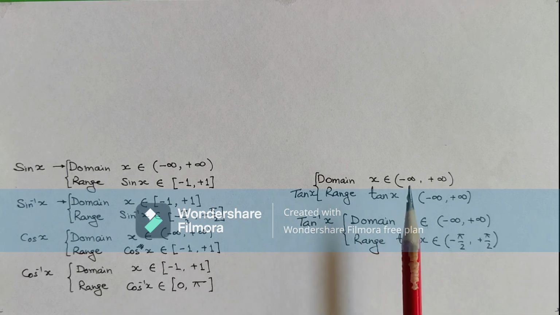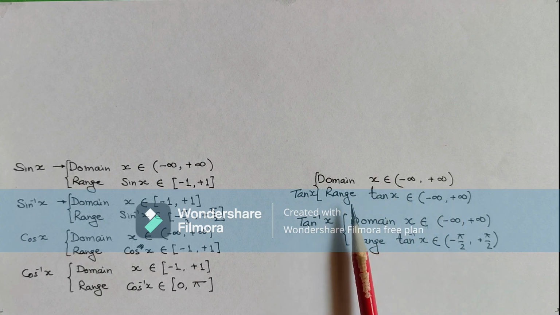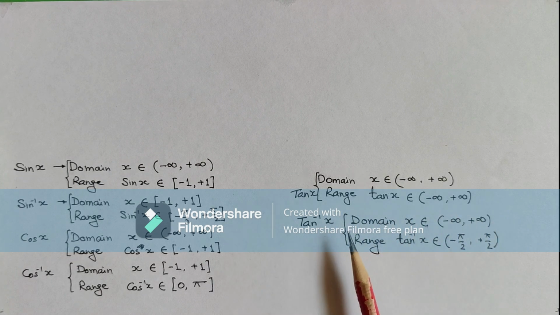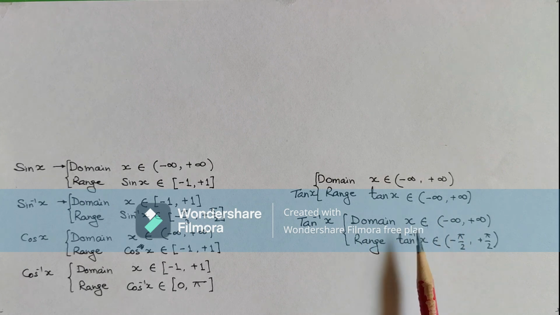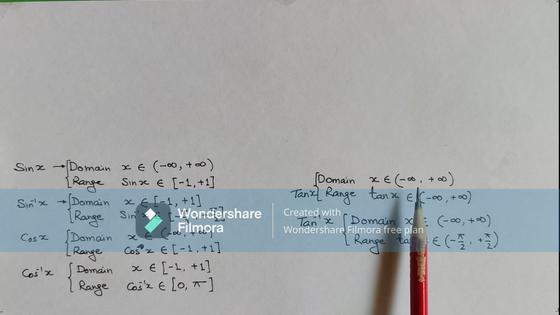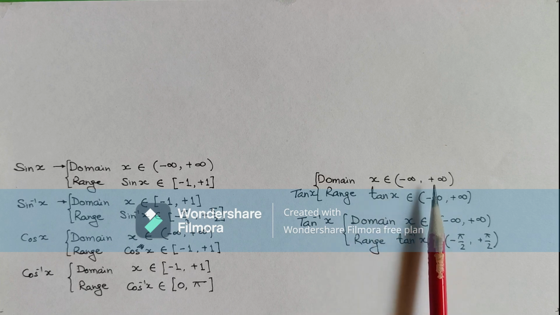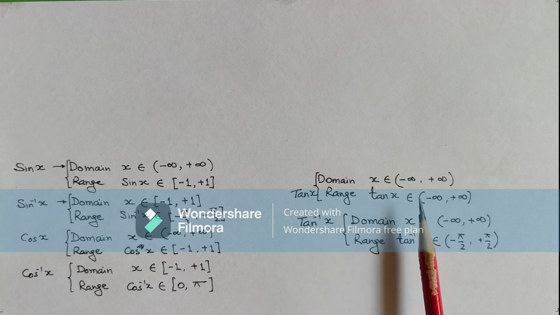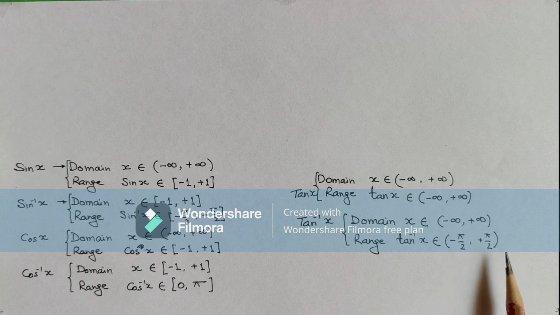For tan x, the domain, the value of the angle, can be anything from minus infinity to plus infinity. The value of tan x ranges from minus infinity to plus infinity, and when you take the tan inverse, the range of tan x, which is minus infinity to plus infinity, becomes the domain of tan inverse. The domain of tan x, minus infinity to plus infinity, does not become the range, because if I take this, I will end up with multiple values of tan inverse. So the range, instead of becoming minus infinity to plus infinity, gets restricted to minus pi by 2 to plus pi by 2.